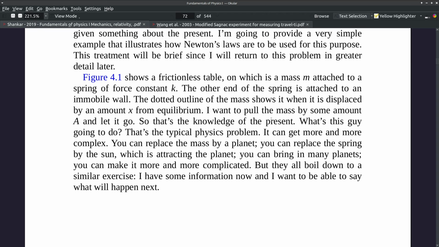So that's the knowledge of the present. What's this guy going to do? That's the typical physics problem. It can get more and more complex. You can replace the mass by a planet. You can replace the spring by the sun, which is attracting the planet. You can bring in many planets. You can make it more and more complicated. Can you? Are you sure about that? But they all boil down to a similar exercise. I have some information now, and I want to be able to say what will happen next.